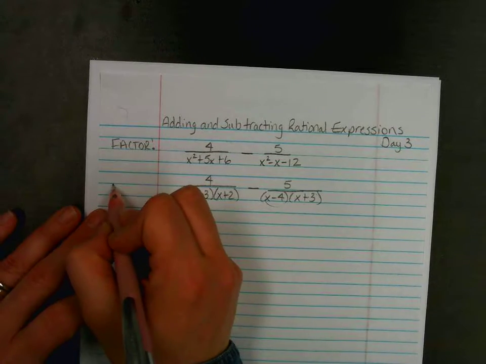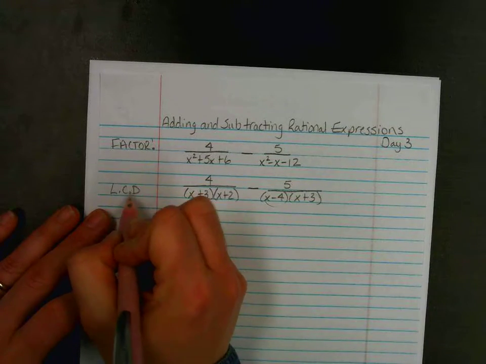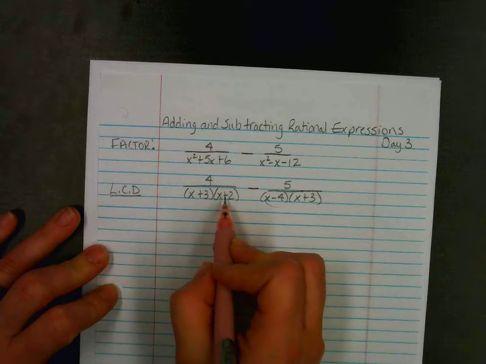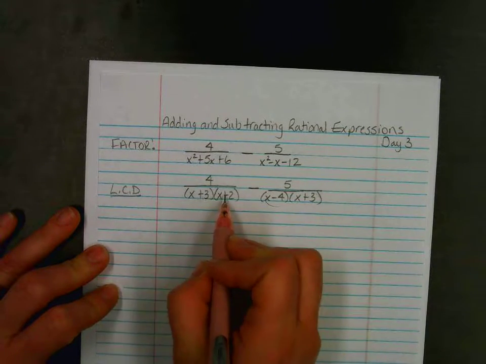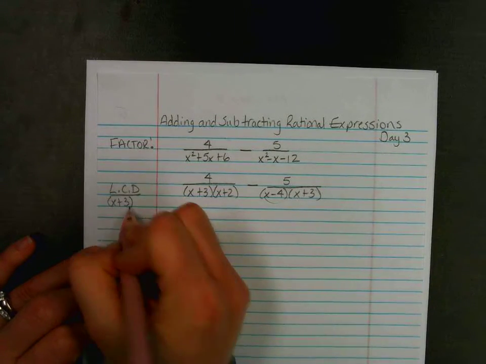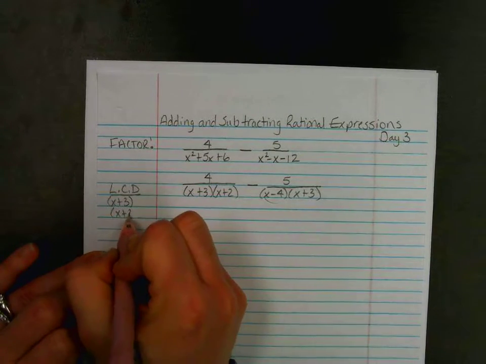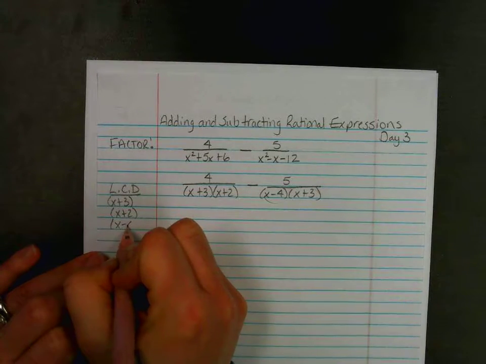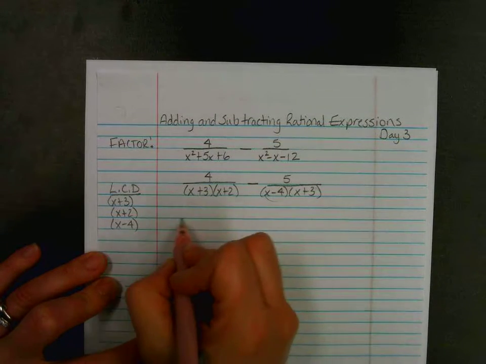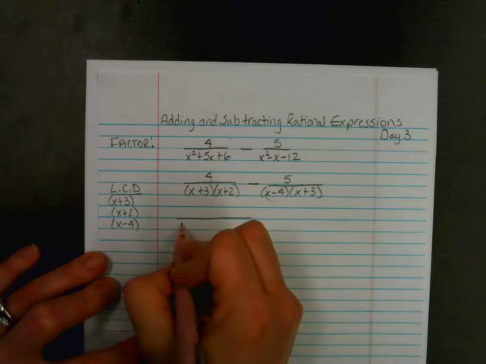So your lowest common denominator when you start to work with binomial denominators is simply going to be all of the common binomials. So our lowest common denominator has to be an x plus 3, an x plus 2, and an x minus 4. That's going to be what our denominator is.